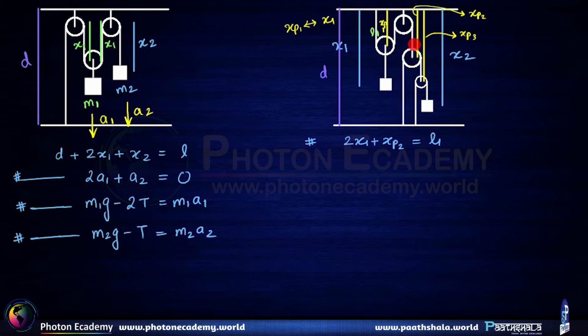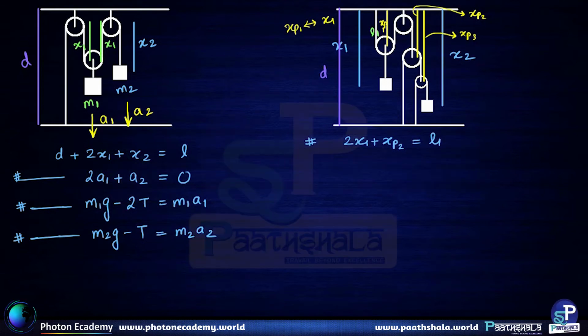minus this much length, which is xp2. So this is d minus xp2 and this one happens to be xp3 minus xp2. So here we are basically going to get the second equation as d minus xp2 plus xp3 minus xp2. So this is going to be the length of the string 2.